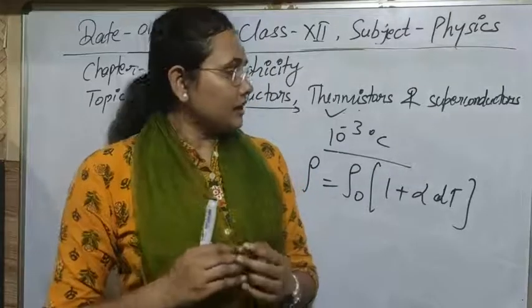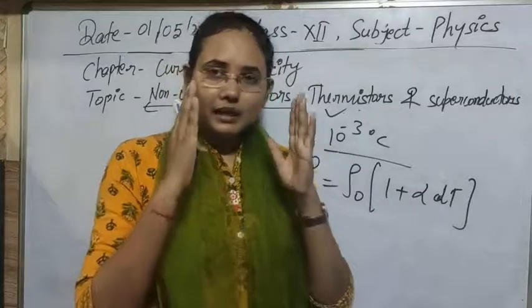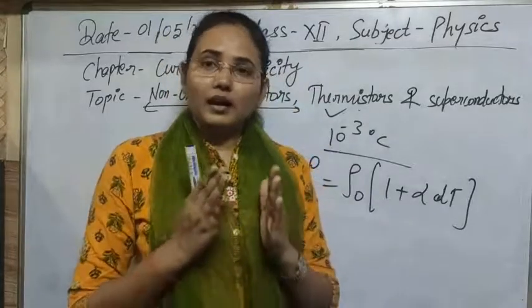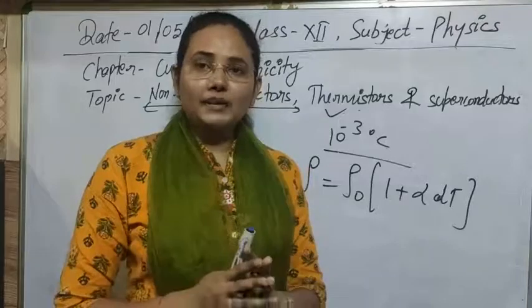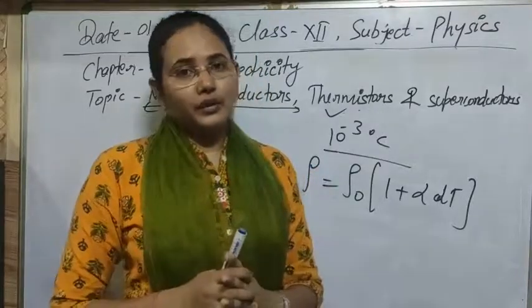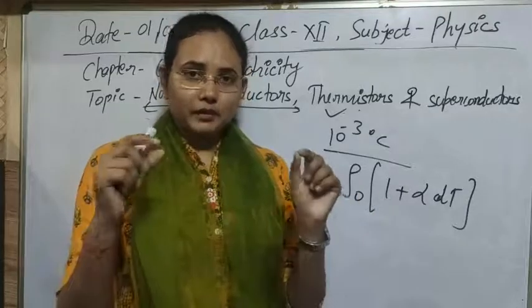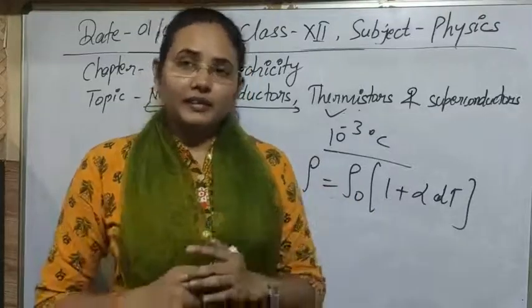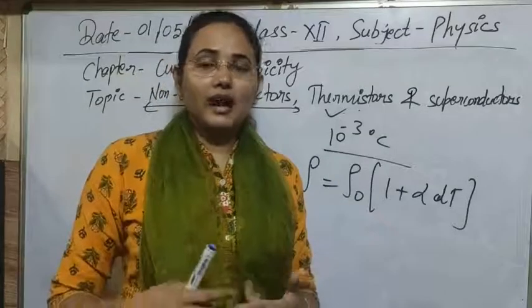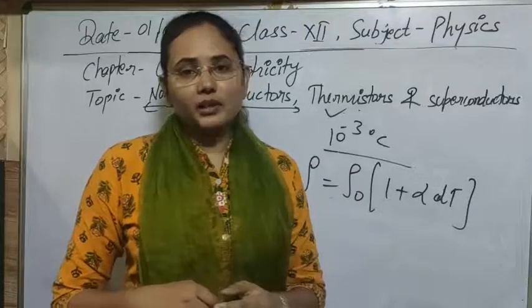Clear? The second factor is that after making the oxide layer, we use a pair of platinum plates to give a contact to it, a metallic contact, or conducting behavior to it. And after that we cover it in a glass sheet. So simply, this is the basic construction of the thermistor.